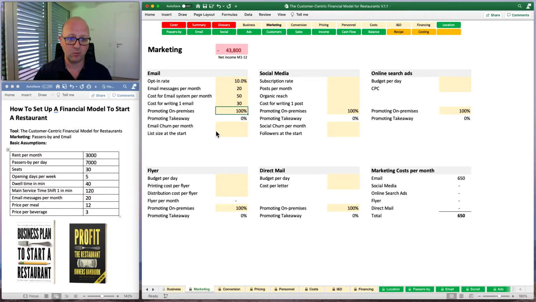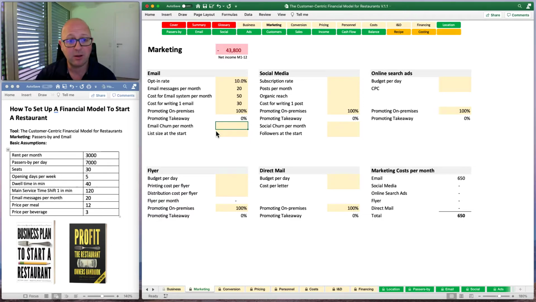Then we can decide to promote 100% on-premises, meaning all our emails would encourage customers to come into our restaurant and make sales on premises. You could also decide to promote takeaway services in a part of your emails. We just keep it simple at the moment, and we stay with on-premises.